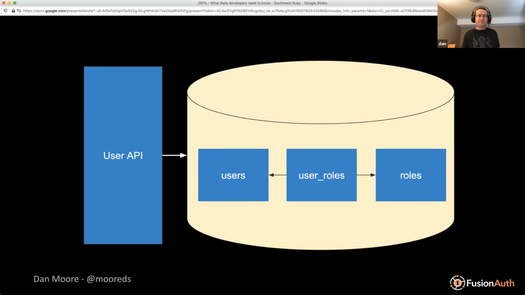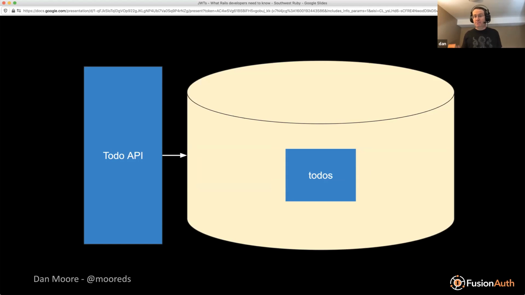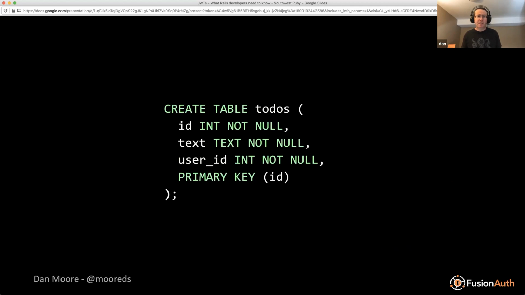The to-do API is much simpler. It's just a table of to-dos. And that table might look a little bit something like this in a more traditional monolith application. But when you're separating things out into APIs, this ID may or may not make sense as an integer.